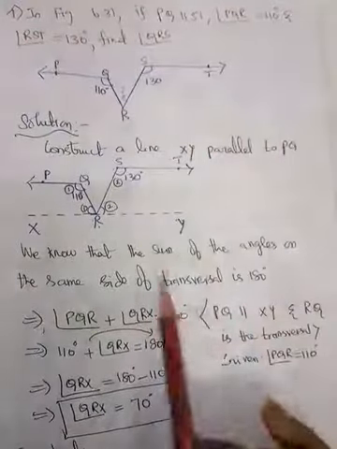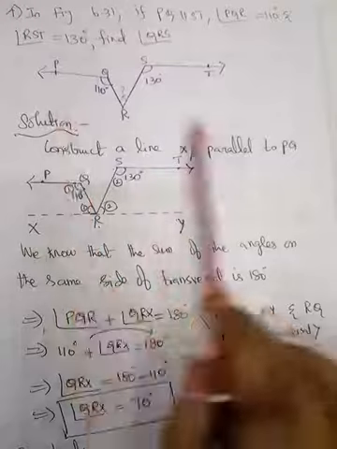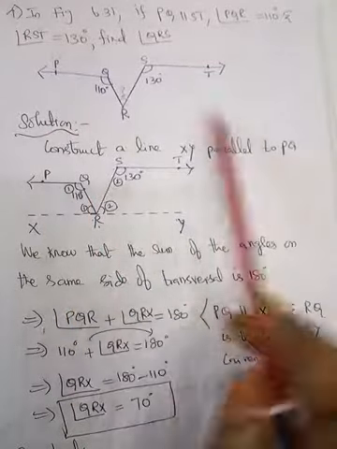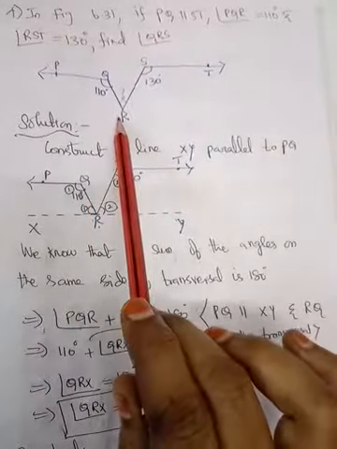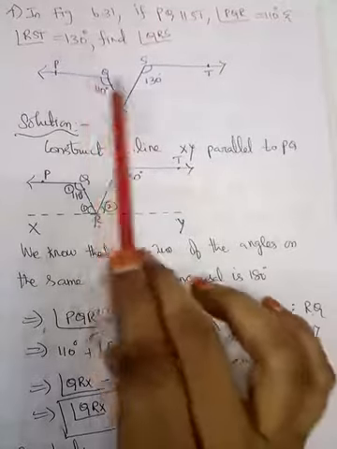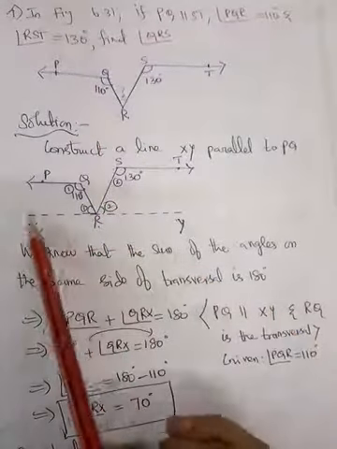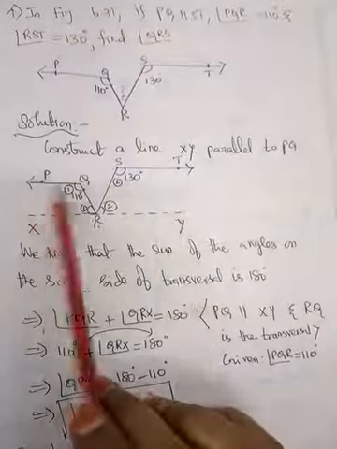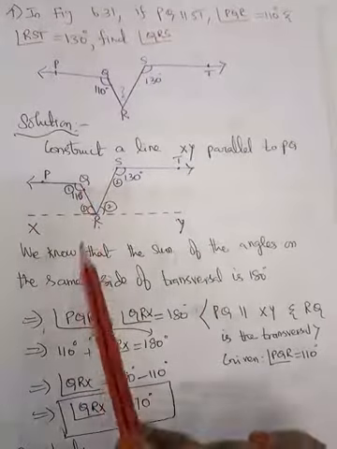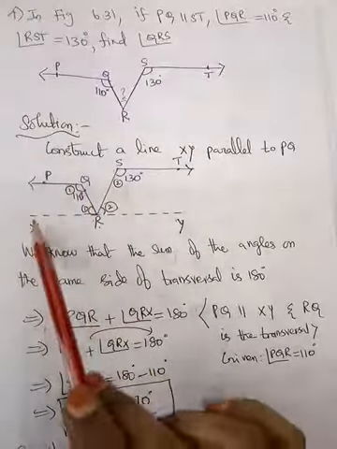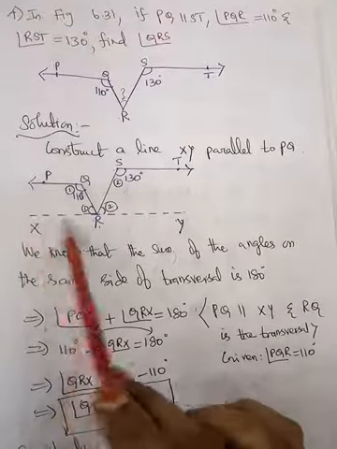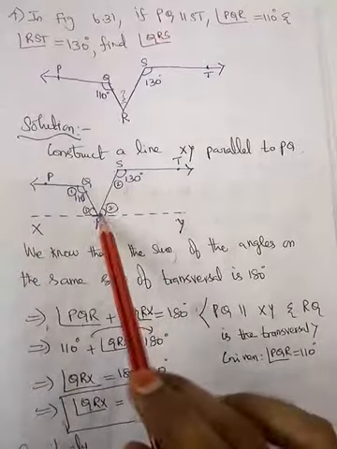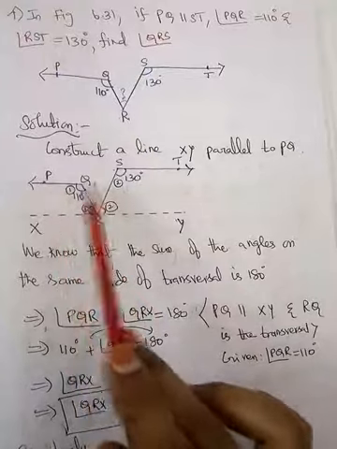For that, we are going to construct a line XY parallel to PQ, through R only. Draw a line XY through R which is parallel to PQ.